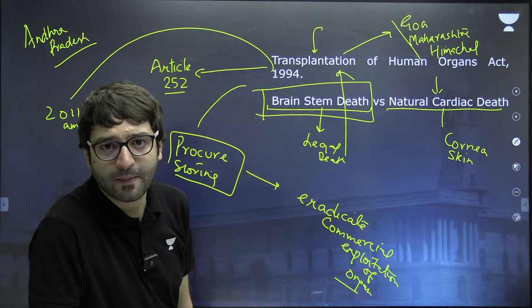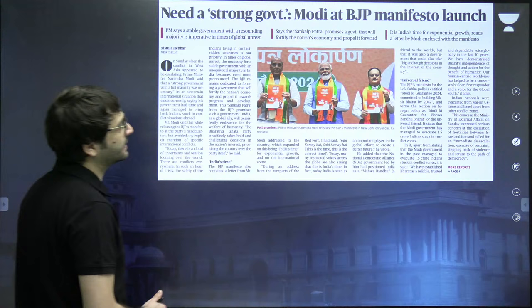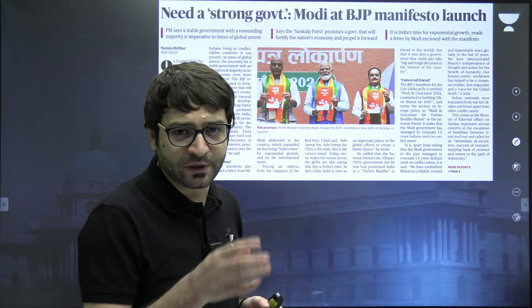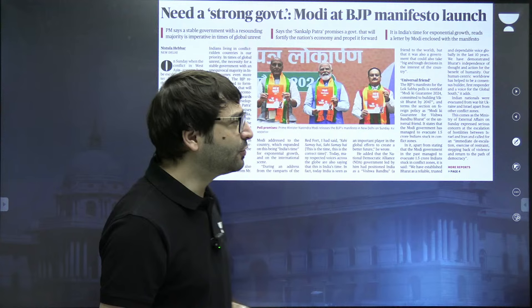"Need a strong government," Mr. Modi says at BJP manifesto launch. As civil services aspirants, do you need to know what is mentioned in the manifesto of the BJP or the Congress or other political parties? Maybe not entirely, unless and until there is something significantly different. But we need to know about manifesto.